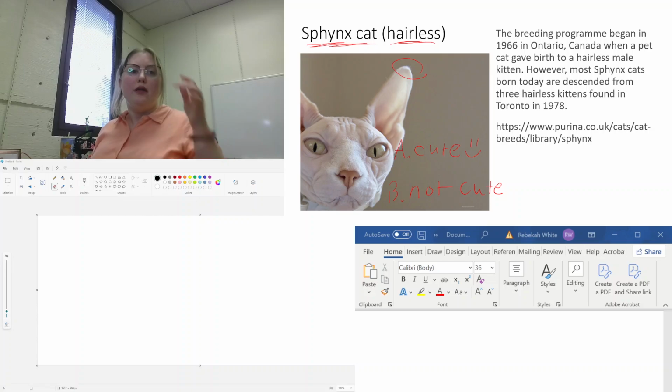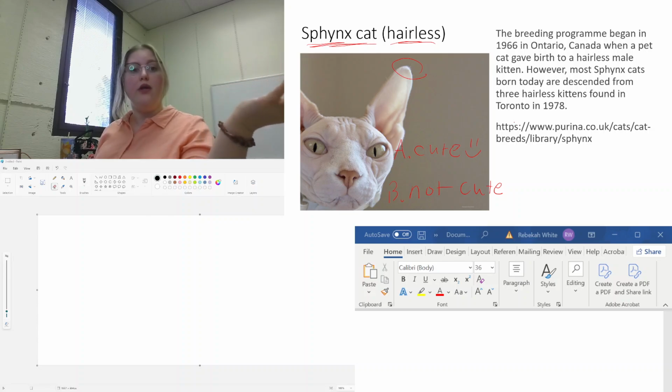Their history is a little bit muddy. There are sort of two sources. There was a breeding program where a hairless cat was born, and then that breeder worked on stabilizing that gene so that it could be reliably reproduced so that they could have hairless cats as pets. That was not super successful.